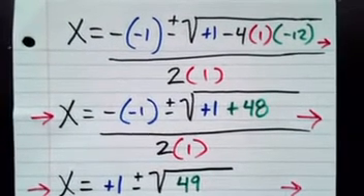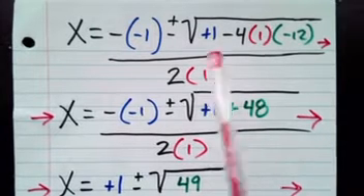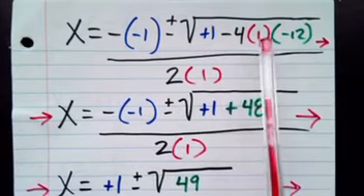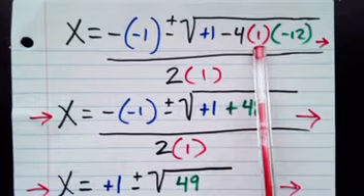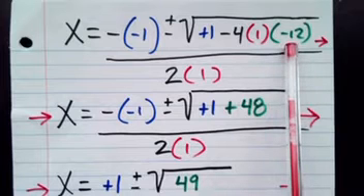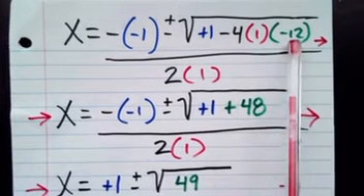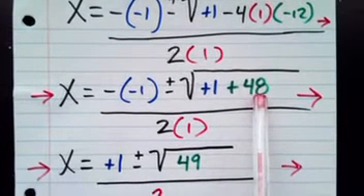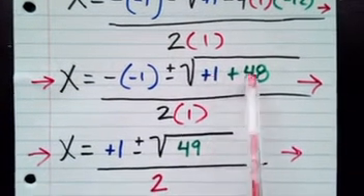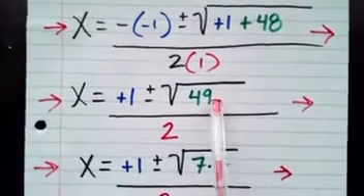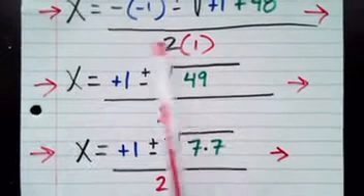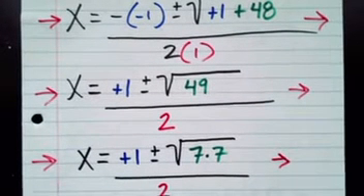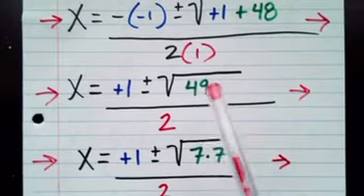And you can see here, I'm showing that positive 1 here. Negative 4 times a positive 1 is negative 4. And negative 4 times a negative 12 is a positive 48. So I'm showing that step here. Next, positive 1 plus 48 is the square root of 49. Okay, and negative times a negative is a positive 1. So I'm just simplifying.